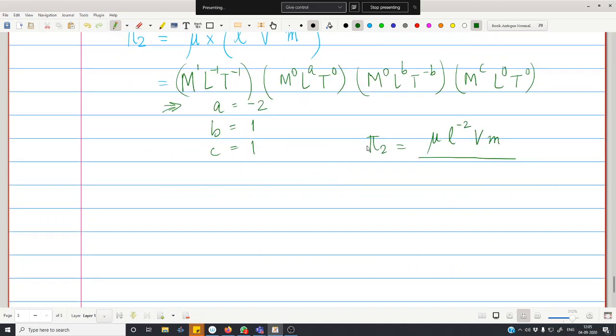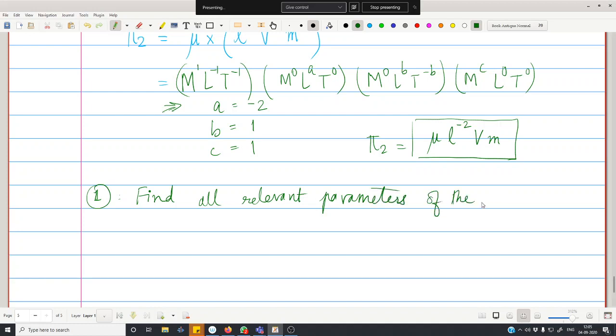But anyway, so this is the dimensionless term that we have. So the first step that you will always do is find out all the parameters relevant in the problem. Second step, what do you do? After you find out all the relevant parameters of the problem, what should you do?